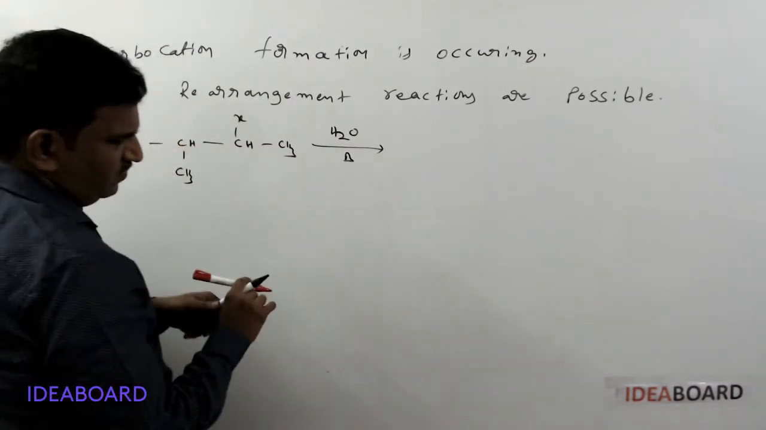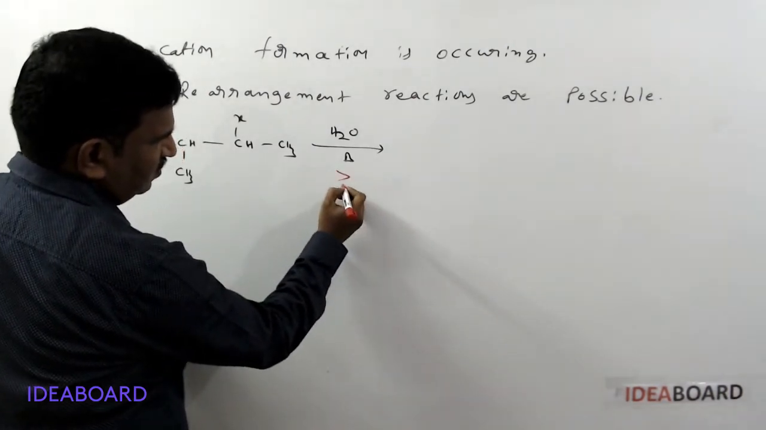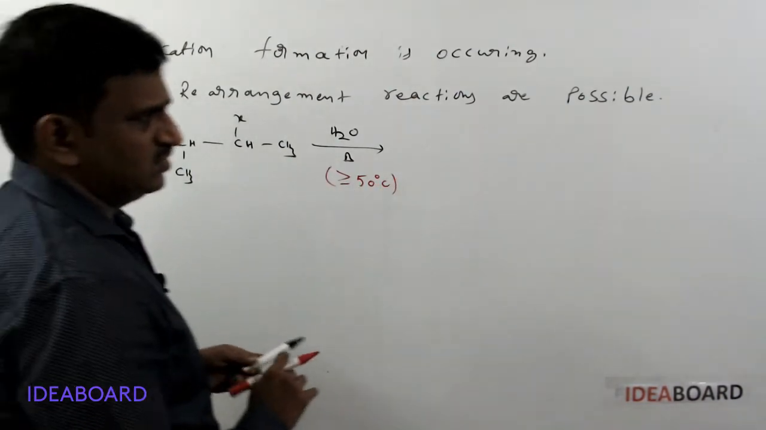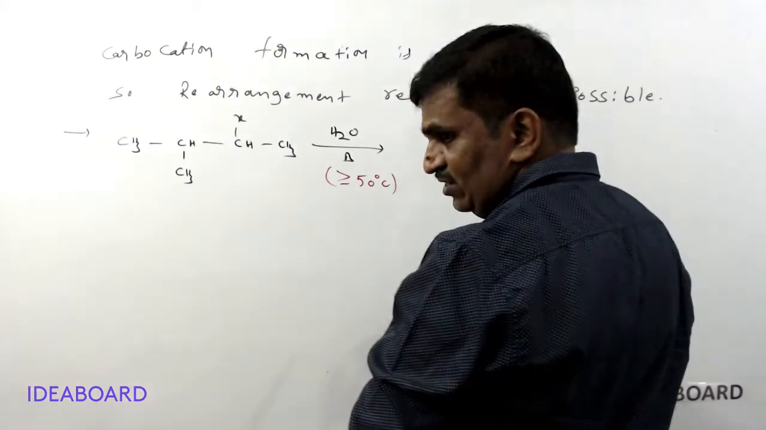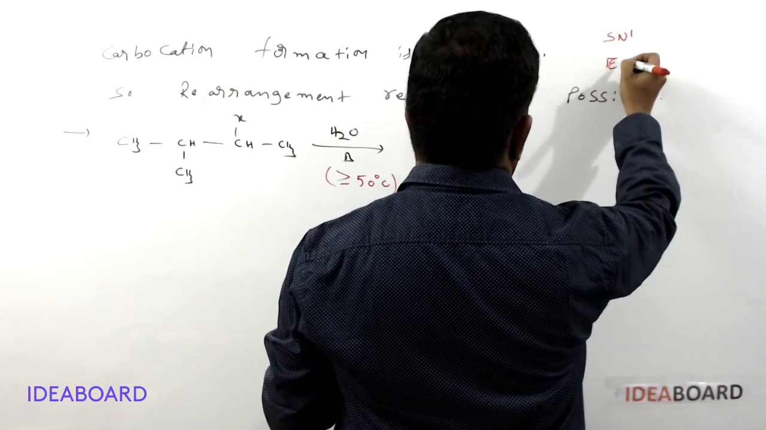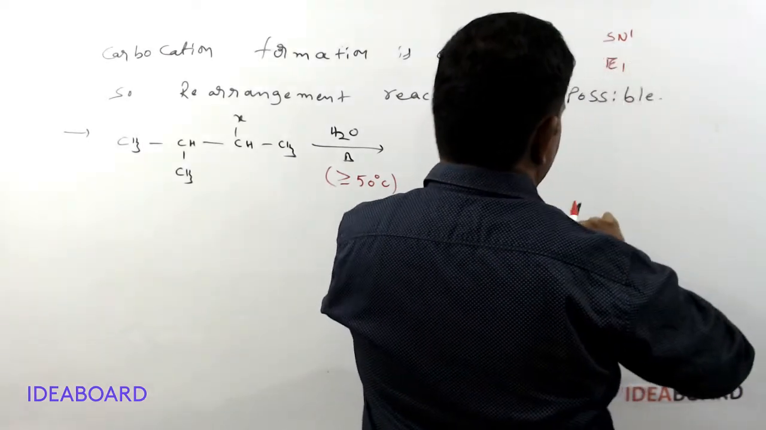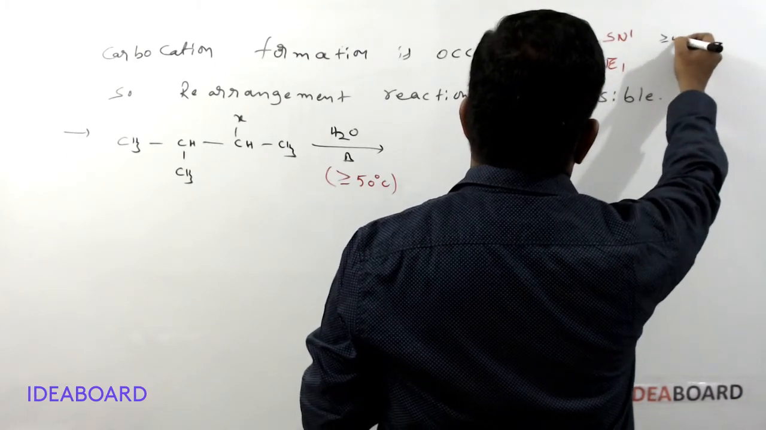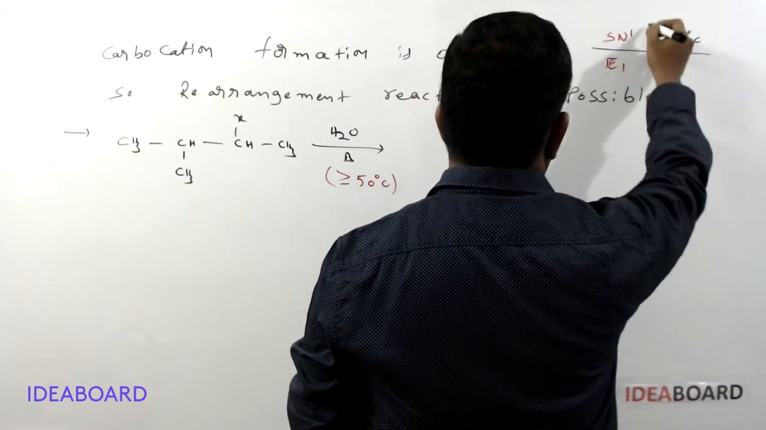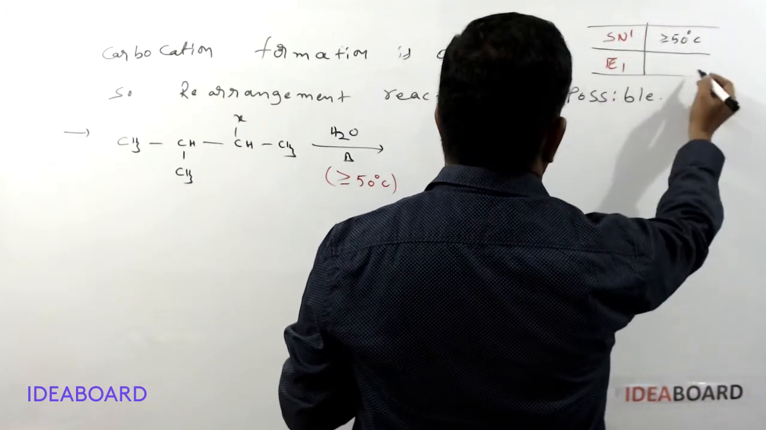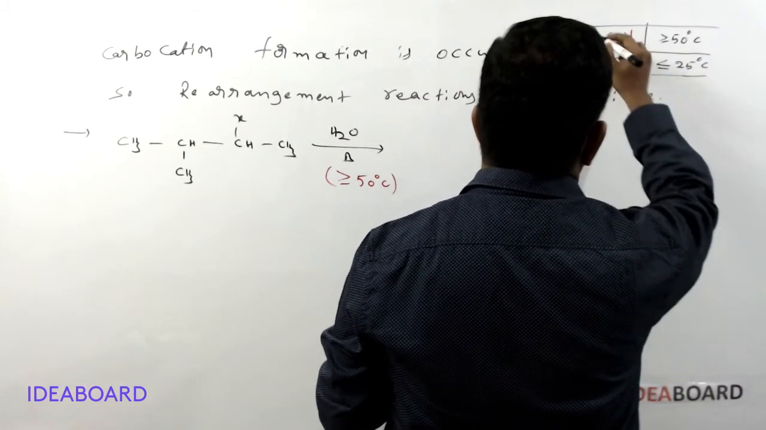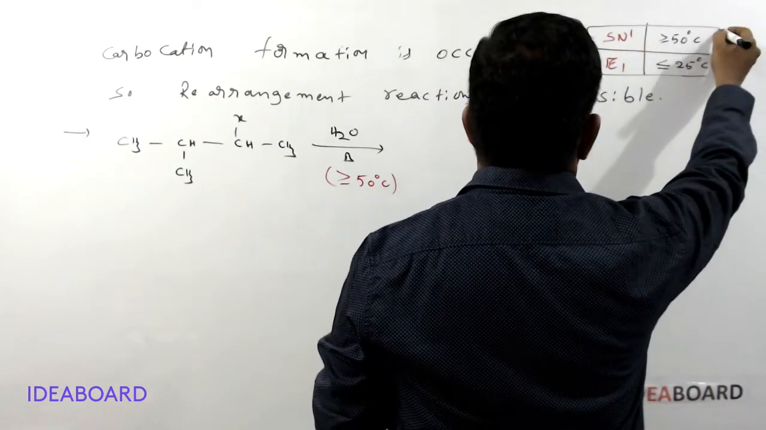What does this delta value mean? Always remember, elimination occurs at more than or equal to 50 degrees Celsius. This is a very important point for comparing SN1 and E1. If the temperature given is more than or equal to 50 degrees Celsius, it is always an elimination process. And if they give less than or equal to 25 degrees Celsius, then that is a substitution process. So this is very important.